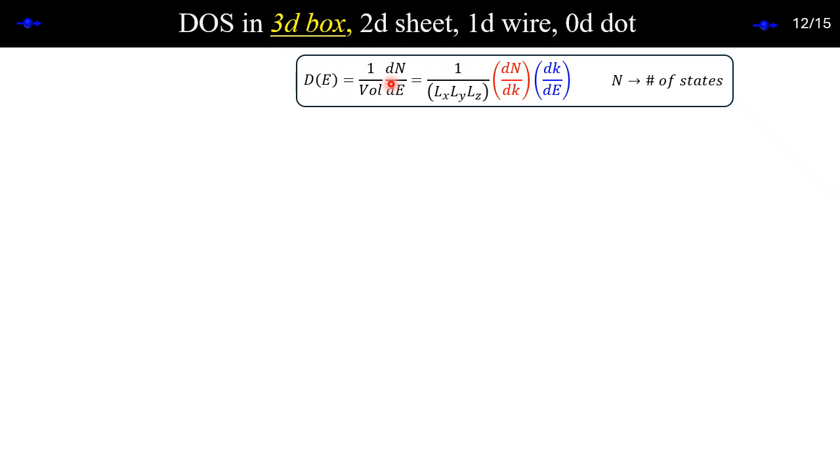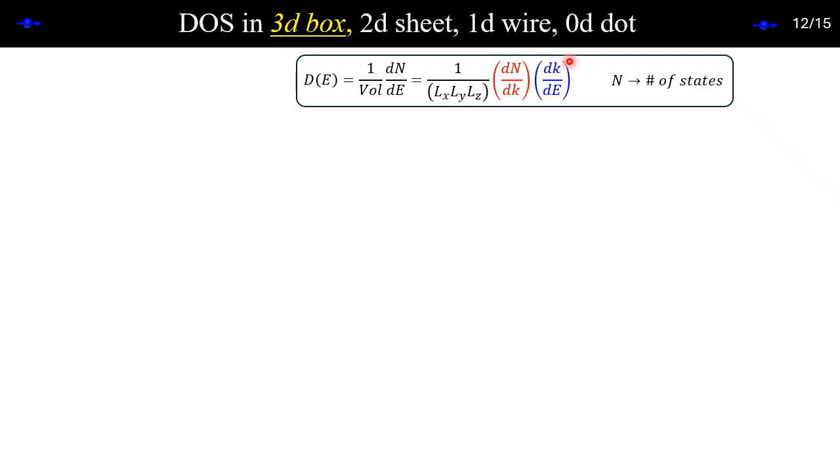Is it okay? Okay. So for a given system, you need to find dn by dE. Can I write dn by dk and dk by dE? This you understand, right? If it is 3D, this is a 3D volume, simply Lx, Ly, Lz. We need to find dn by dk and dk by dE.